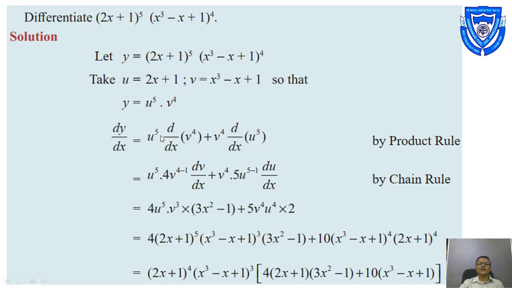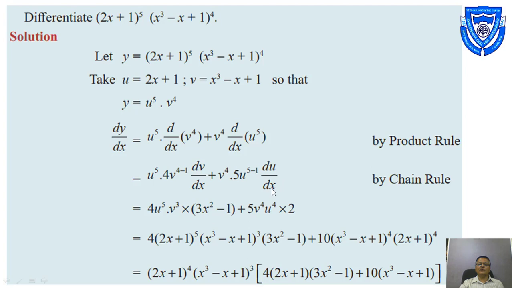So the product rule says keep the first function as it is, take the derivative of the second function, plus keep the second function as it is and take the derivative of the first function. Here the first function is u raised to 5, the second function is v raised to 4. Now see the derivatives. The derivative of v raised to 4 is 4v raised to 3 into derivative of v, and the derivative of u raised to 5 is 5u raised to 4 into derivative of u.